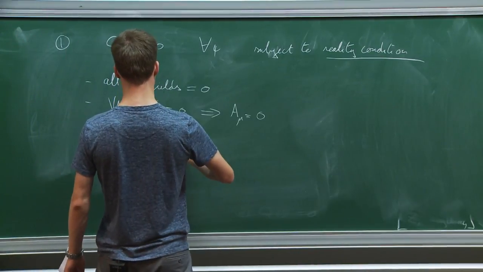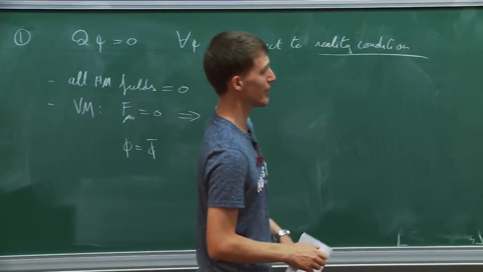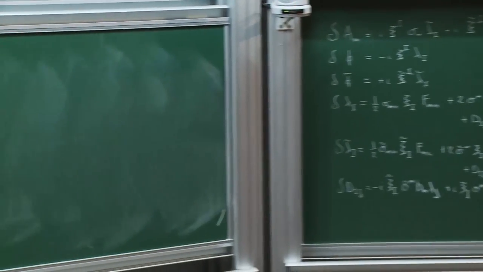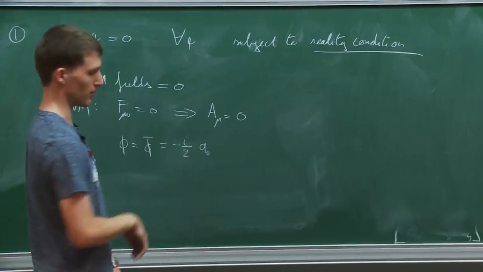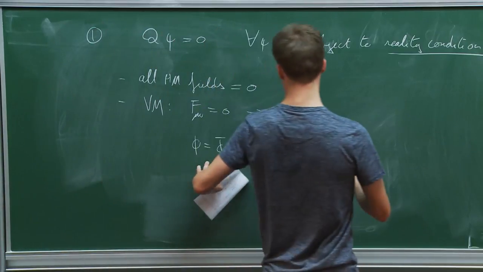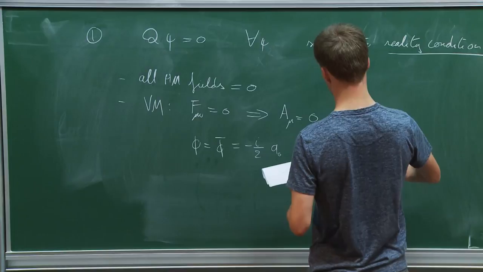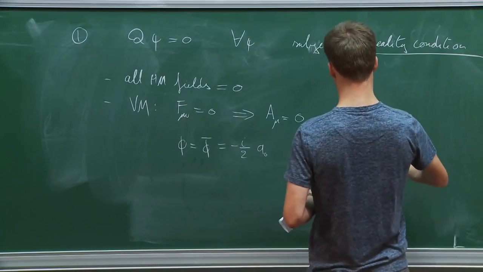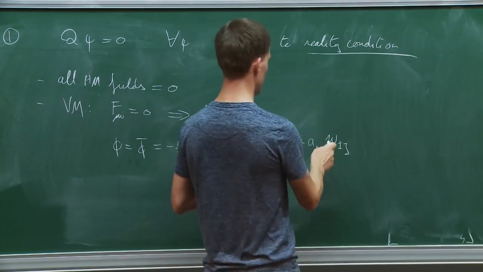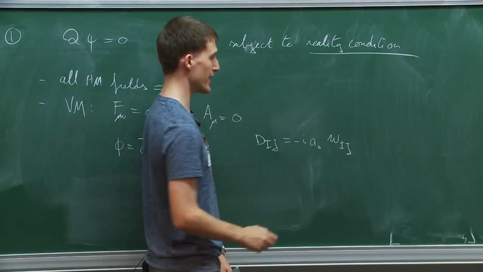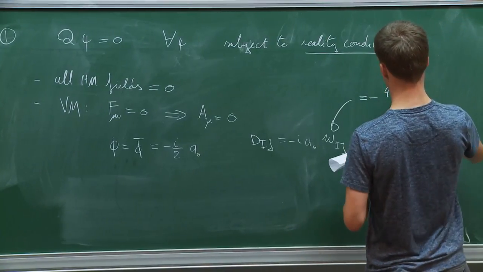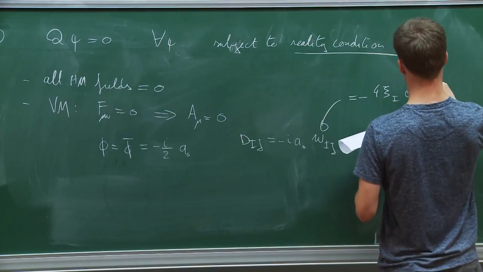And additionally, these complex scalars, phi and phi bar, they are equal, and they are equal to some constant, where I put some minus i over 2 for no good reason. So phi and phi bar are equal and constant, and the triplet of auxiliary fields is also constant and proportional to some particular tensor Wij, where this Wij is really defined as the following object.